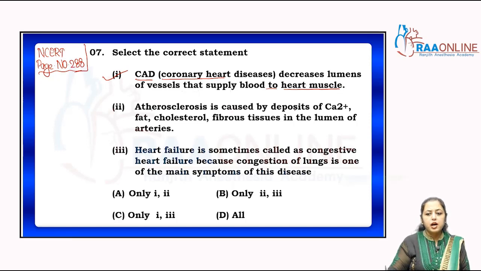Atherosclerosis is caused by the deposits of calcium, iron, fat, cholesterol, and fibrous tissues in the lumen of arteries. This is the exact line from NCERT. This is given in the second and third line of that page in NCERT, right? So that statement is also correct.